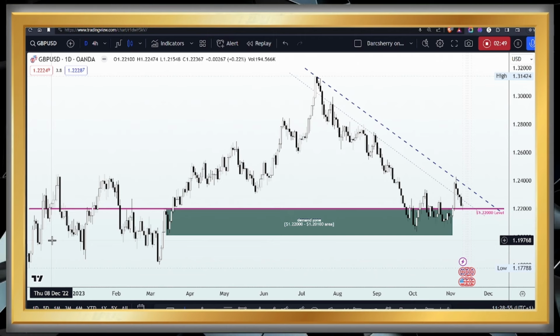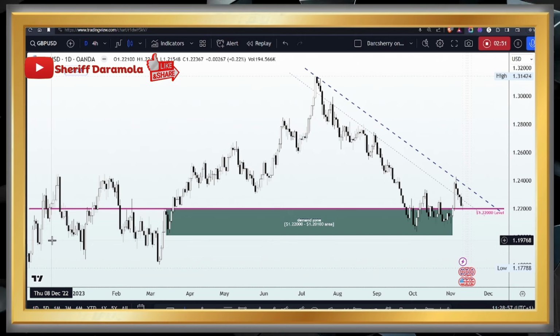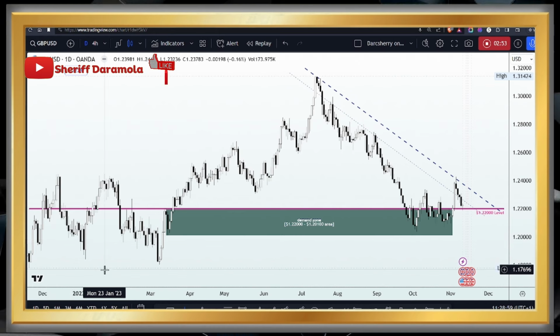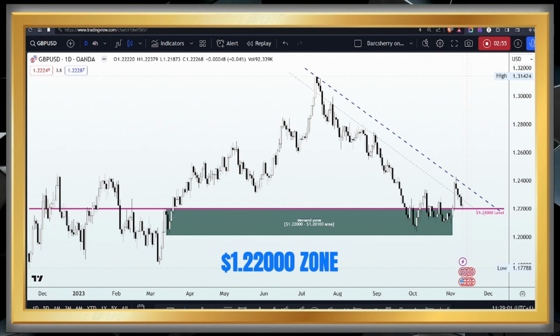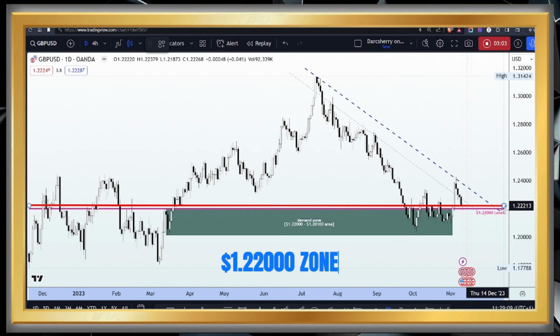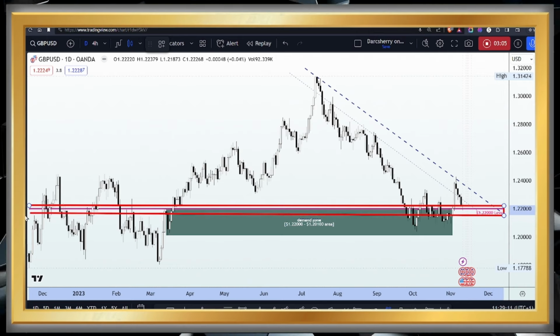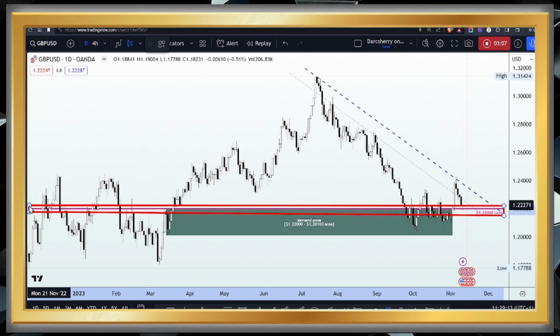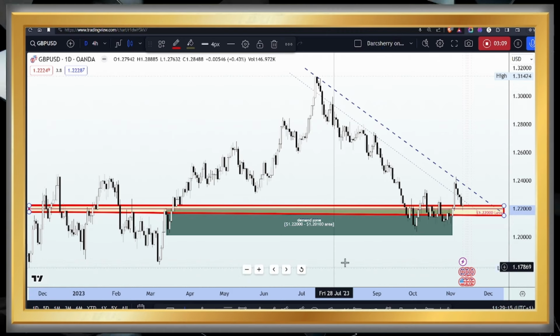And what I saw was this distinct key level, which is situated around the 1.2200 area. And in fact, if we go as far back as December of last year, you will see how this level has played a major role in determining the direction of price action.